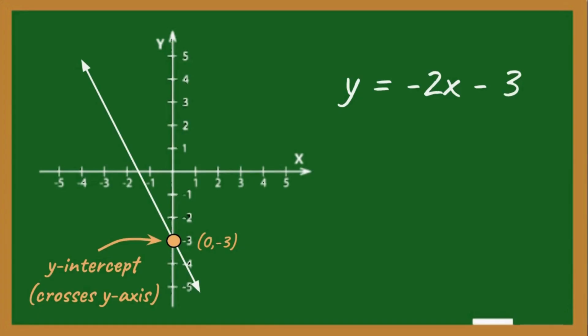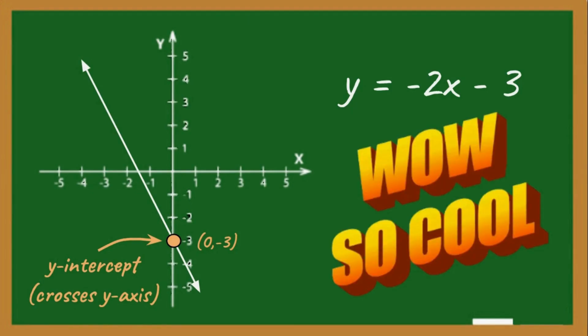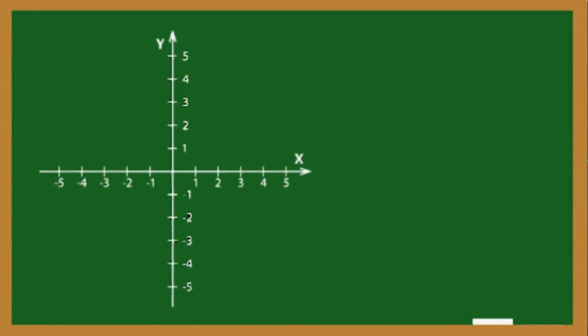So the y-intercept is the point at which the linear equation crosses the y-axis, at least the y value, since x must be 0. That means the y-intercept is a really convenient point of reference when graphing. Wow, so cool. Let's put our knowledge of slope and y-intercept together.